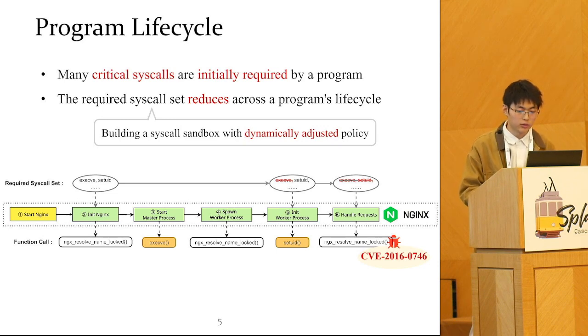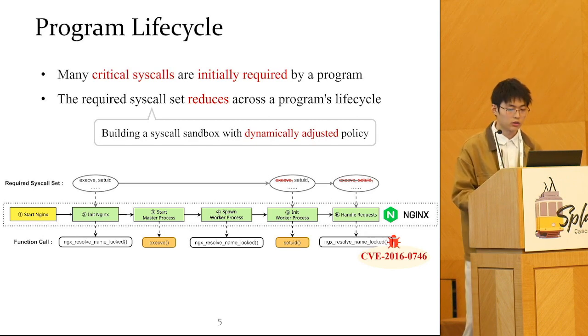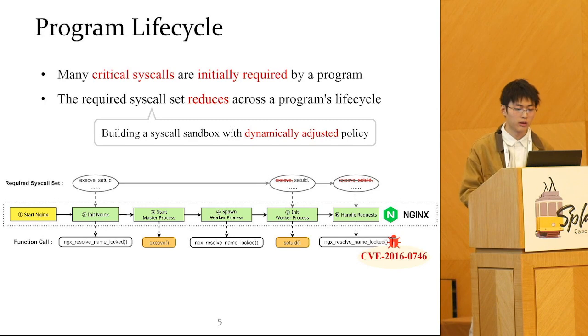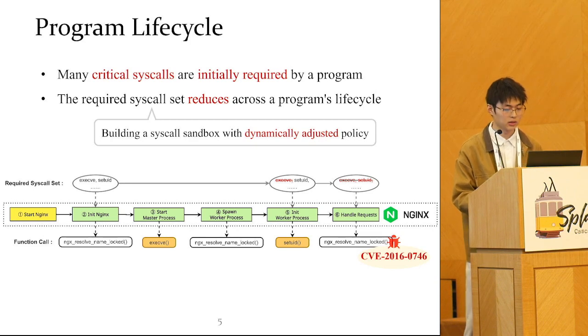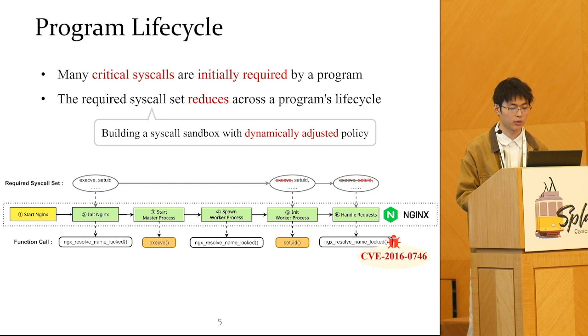Nevertheless, we notice that a program's required syscall set reduces throughout its life cycle. For instance, the figure shows the life cycle of Nginx. During its life cycle, it is found that the need for execve diminishes once the master process begins in the third phase, and setuid will be invoked for the last time during the initialization of the worker process at the fifth phase.